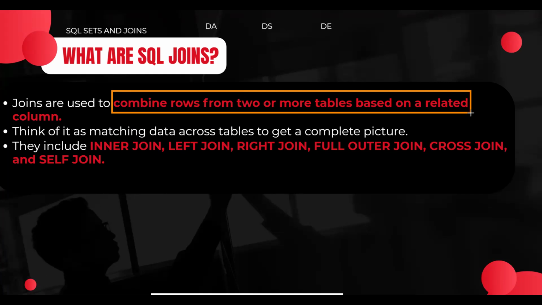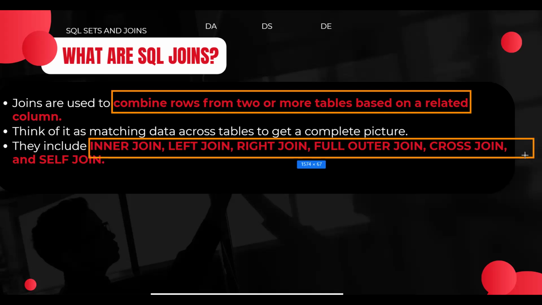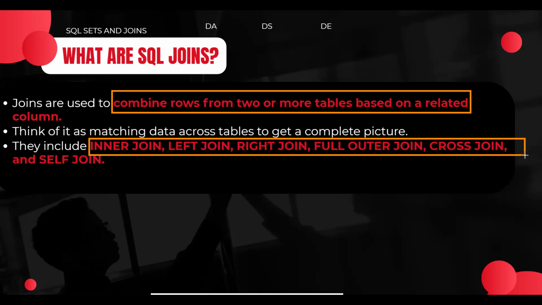So we usually perform operations using columns that are relating the 2 tables. Think of this as matching data across tables to get a complete picture. The most common SQL joins include inner join, left join, right join, full outer join, cross join, and self join. These are the main ones that are used in different industries, companies, and institutions. Joining data is very important, because you'll have different tables containing different information within different institutions.